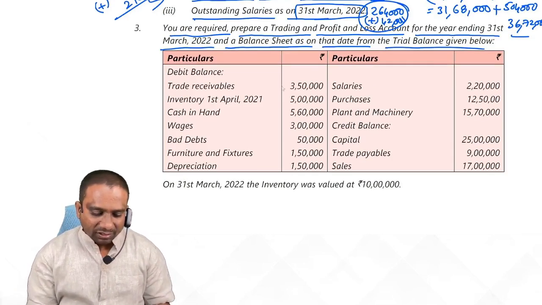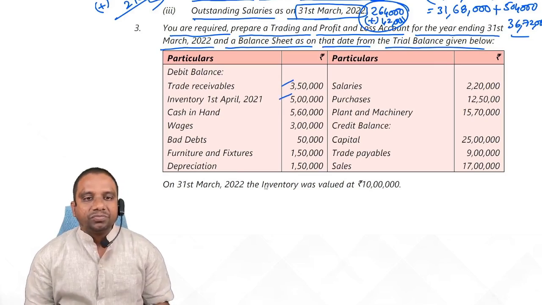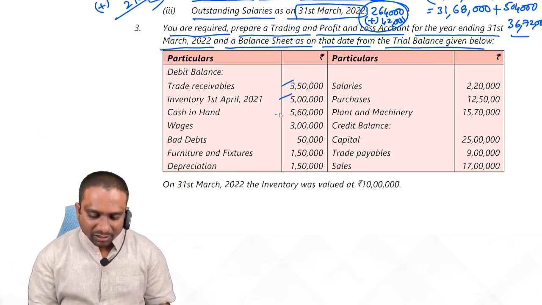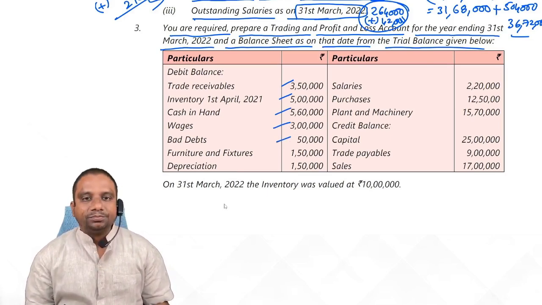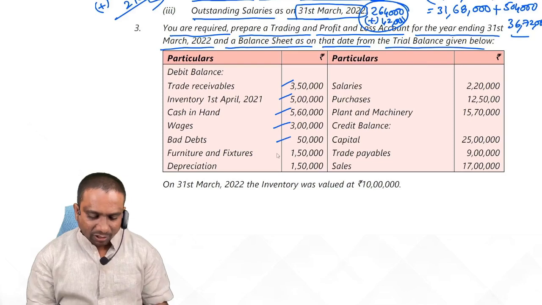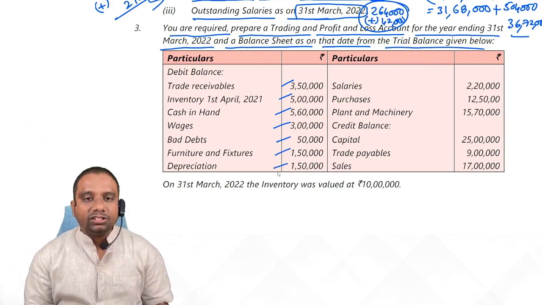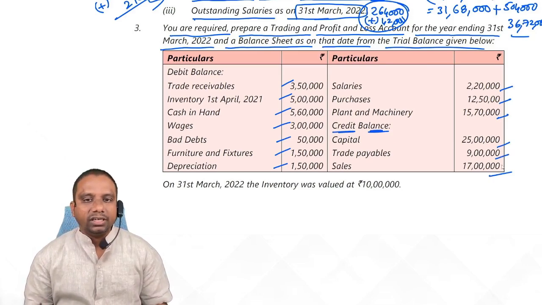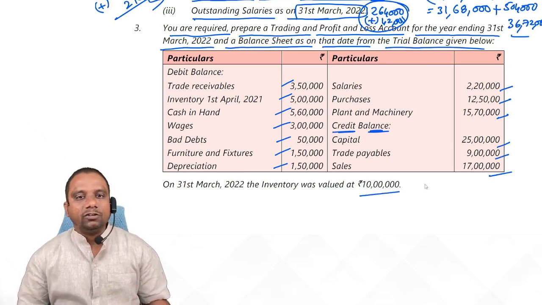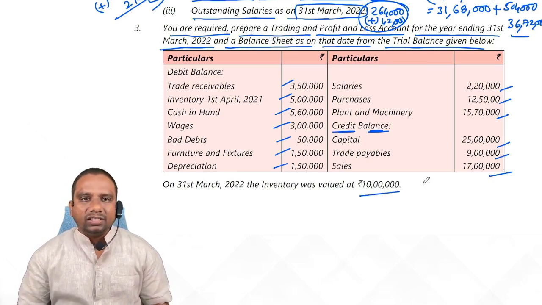Observe. Trade receivable, balance sheet asset; inventory, trading account debit; cash in hand, balance sheet asset; wages, trading account debit; bad debts, P&L account debit; furniture and fixtures, balance sheet asset; depreciation, P&L account debit; salaries debit; purchases, trading account debit; plant and machinery, balance sheet asset; capital, balance sheet liability; trade payable, balance sheet liability; sales, trading account credit; inventory, 10 lakhs, trading account credit, balance sheet asset. Is it clear, students? Completed.